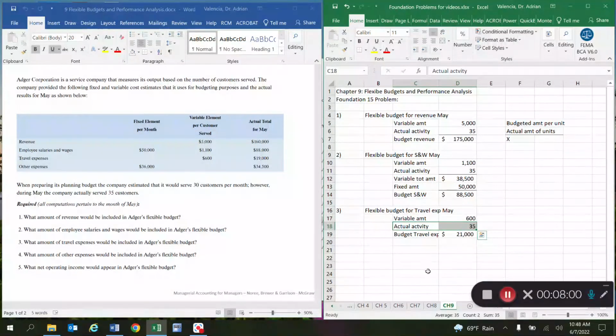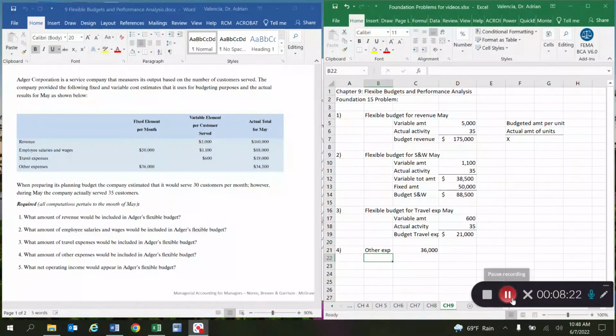Okay, number 4, let's see. Number 4 says, what amount of other expenses would be included in the flexible budget? Now, this is just a fixed amount, other expenses, so that's just going to stay like that. So other expenses is $36,000 fixed. Okay. Next we have 5. This is where we bring it all together. We have, what is the net operating income of the flexible budget? Okay, so let's look at that.